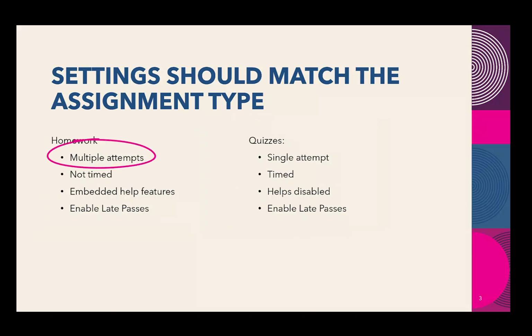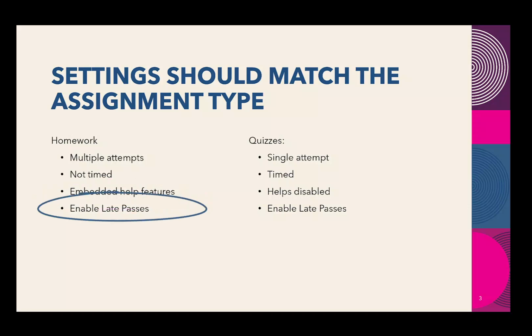For homework, you should consider allowing multiple attempts. That way if a student gets something wrong, they can regenerate the problem and try it again. It should probably also not be timed. That way a student can come back and forth and go to learning resources if they need some more help. You should consider leaving embedded help features on. That way students have access to videos or written examples that are attached to the problem or that you might go back and put in the problem for students to access.